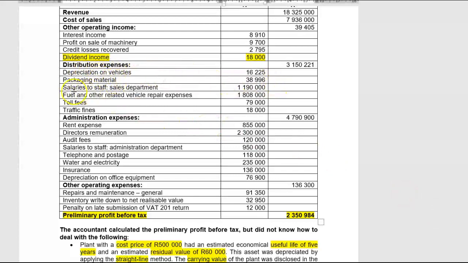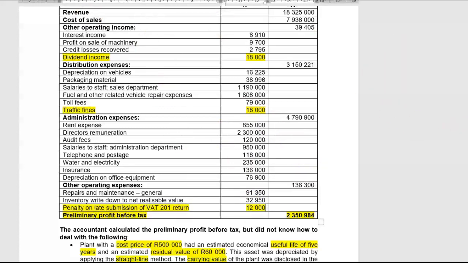Depreciation on vehicles, packaging materials, salaries to staff, fuel and other related vehicle repairs, toll fees, traffic fines. Why do I highlight that? Because it is not a tax deductible expense. Rent expense, director's remuneration, audit fees, salaries, telephone, water, electricity, insurance, depreciation on office equipment, repairs and maintenance, inventory write-down, penalty on the late submission of the VAT return, not a tax deductible expense.